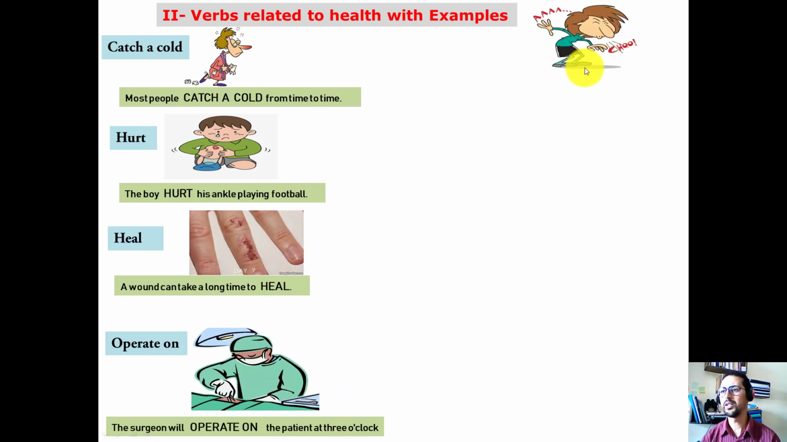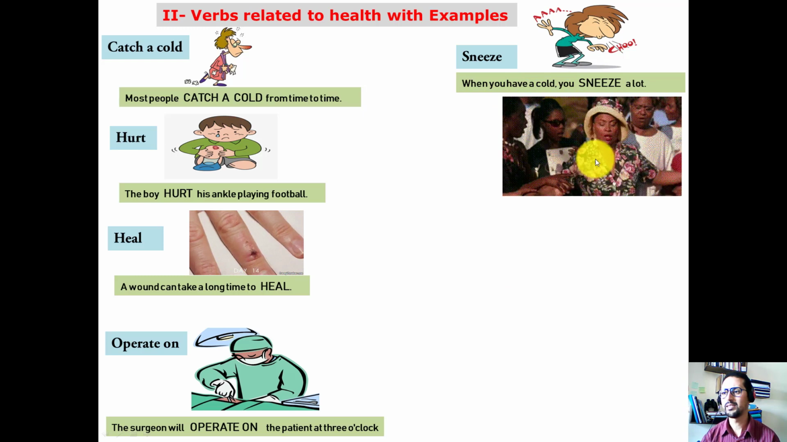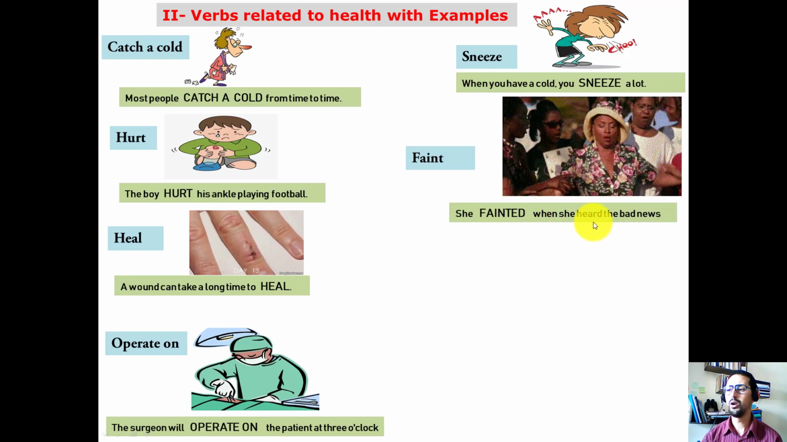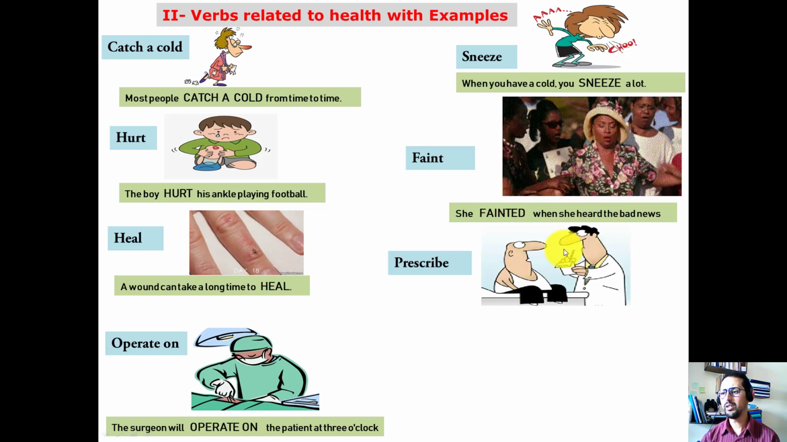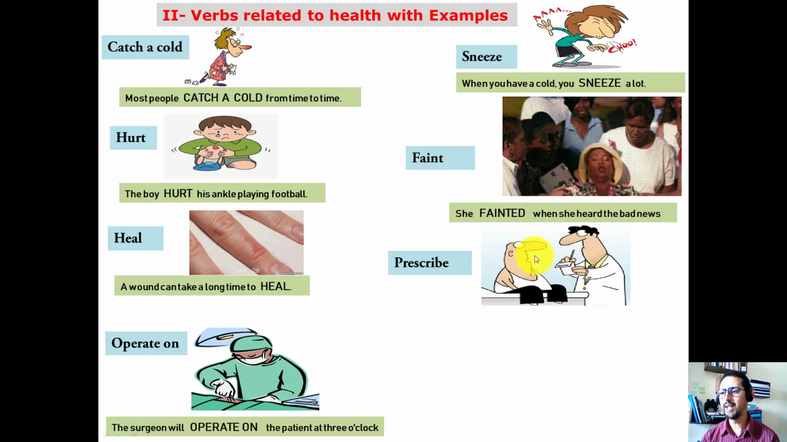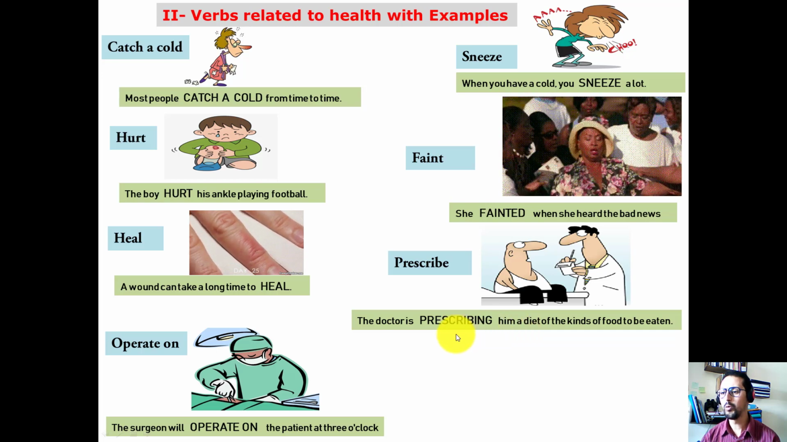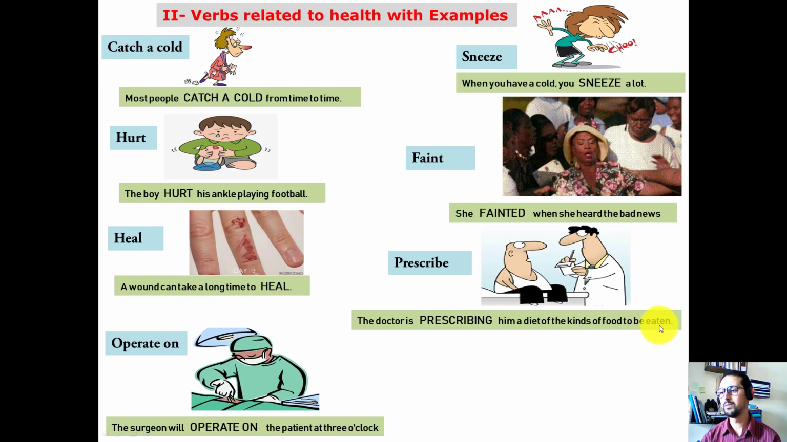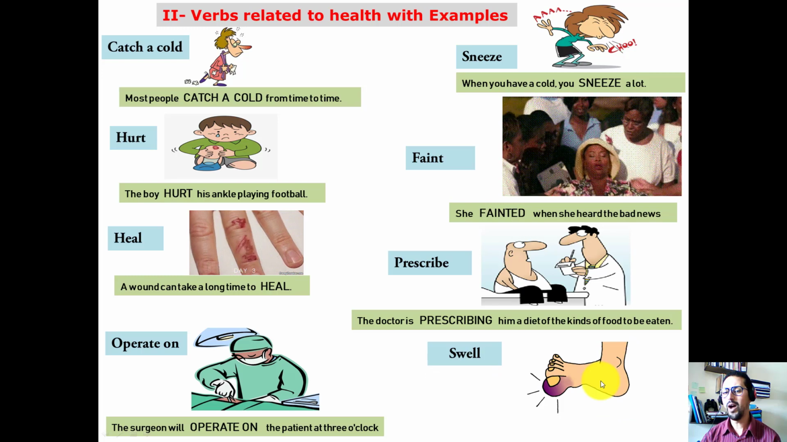Next, what is the verb here? To sneeze. For example, when you have a cold, you sneeze a lot. Next, great. Faint. For example, she fainted when she heard the bad news. Next, good. Prescribe. Look here, we have a doctor and a patient. He, the doctor, is prescribing the patient a diet of the kinds of food to be eaten. Prescribe. يصف دواء.